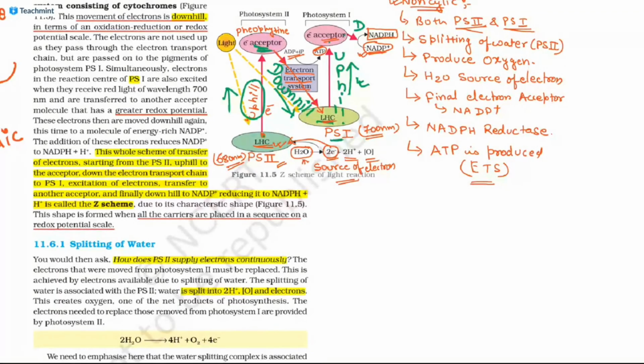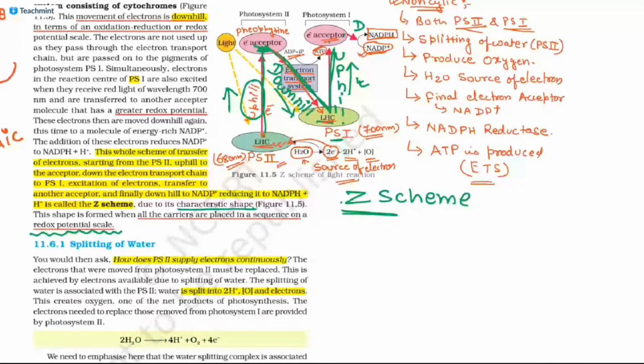Now, this non-cyclic is also called Z scheme. Z scheme is because of its characteristic shape. It appears like a Z shape. See here. It appears like a Z shape, so it is called Z scheme. And this is formed because of the redox potential scale.